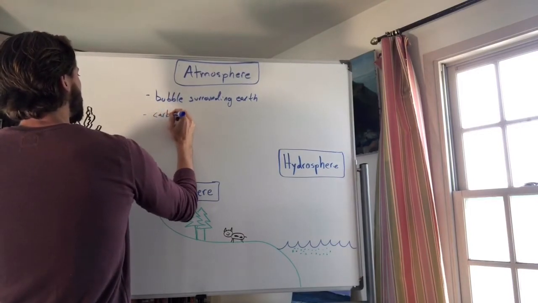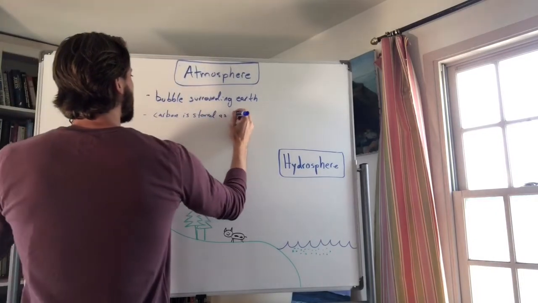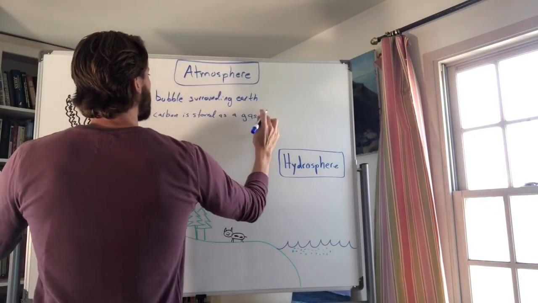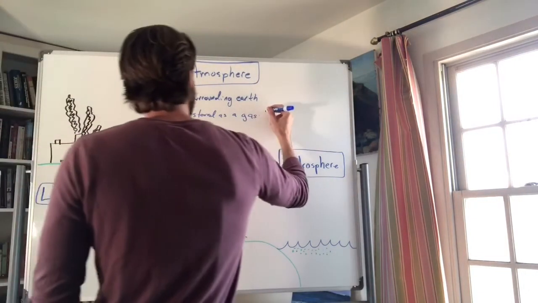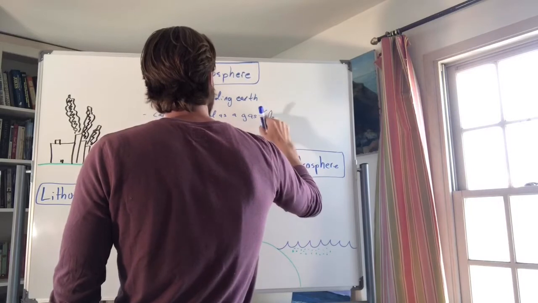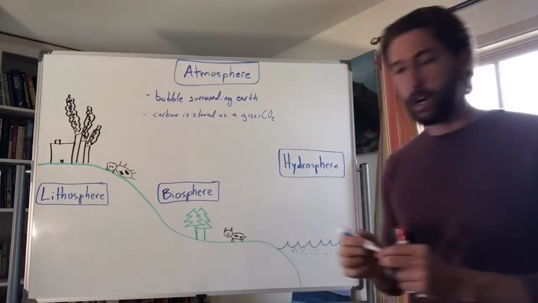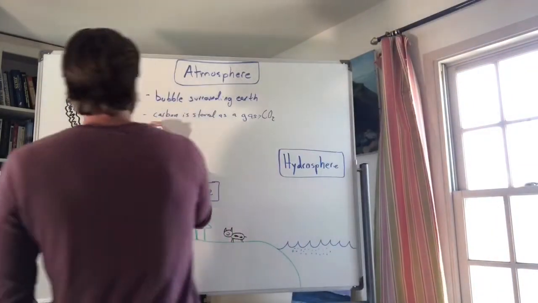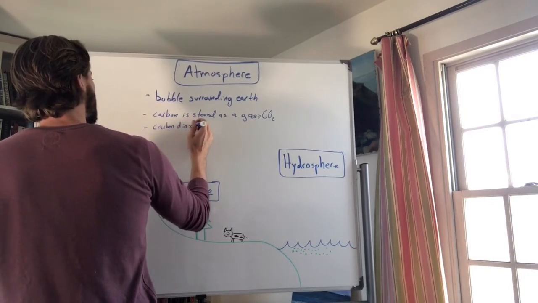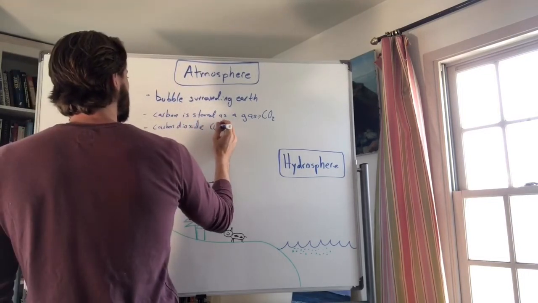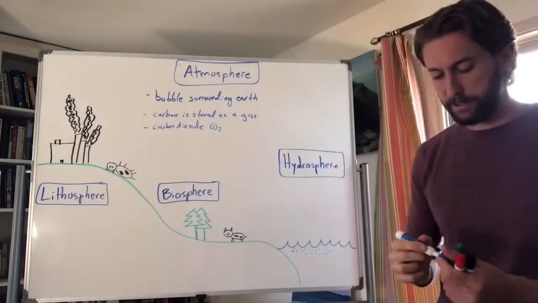Carbon is stored as a gas in the atmosphere. And what specific gas is it going to be? CO2, that's right. So it's going to be CO2, okay? So in the atmosphere, it's going to be stored as CO2, carbon dioxide. So this is called carbon dioxide, right? CO2. So I'm going to erase it and just put it down underneath, right? Stored as CO2 in the atmosphere.